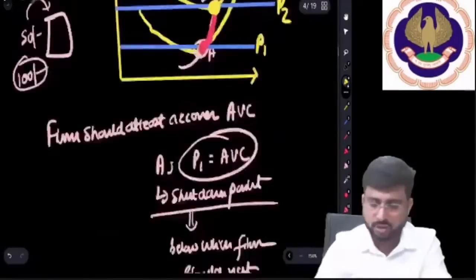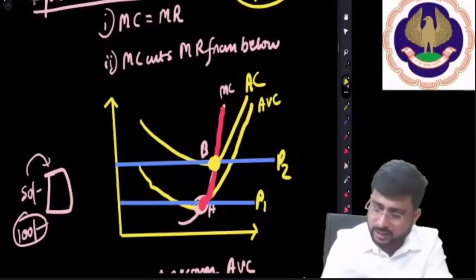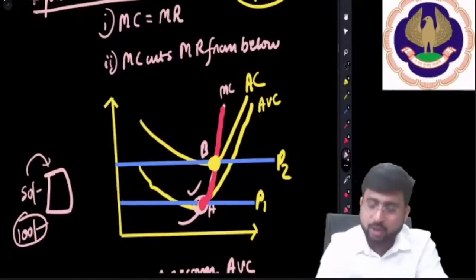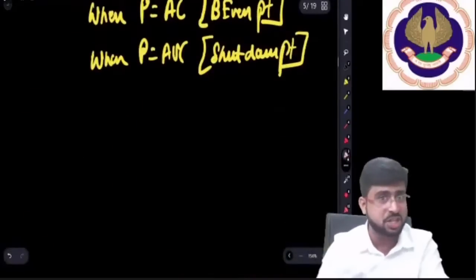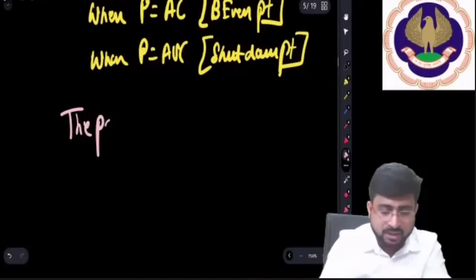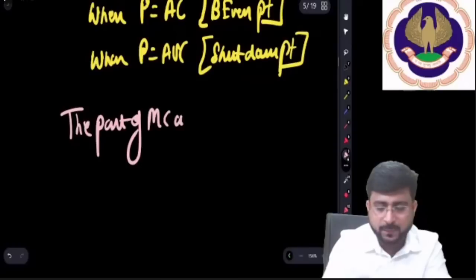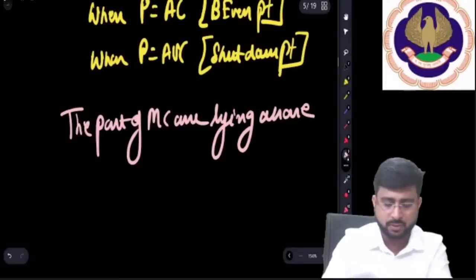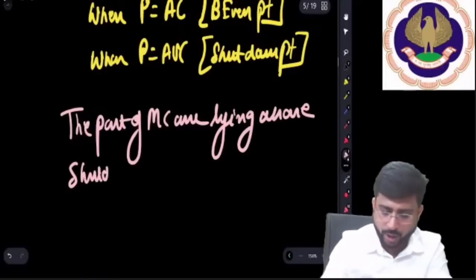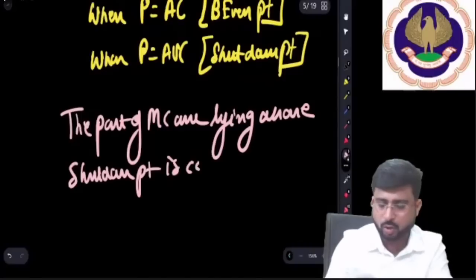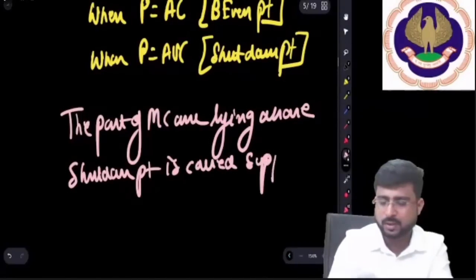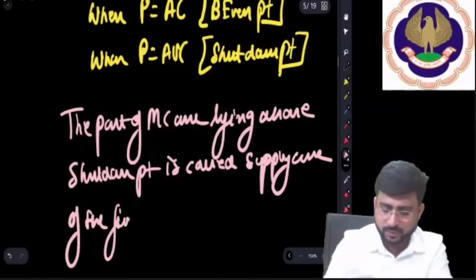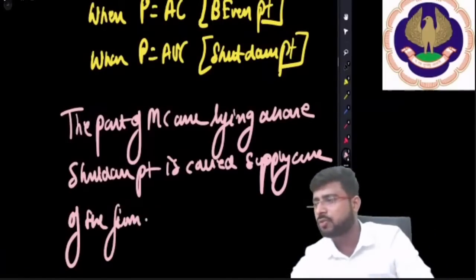And one more thing that I was telling you is that for supply to take place, the firm should be at least at point A. Now, a very important statement: the part of the marginal cost curve, the MC curve, lying above the shutdown point is called the supply curve of the firm.